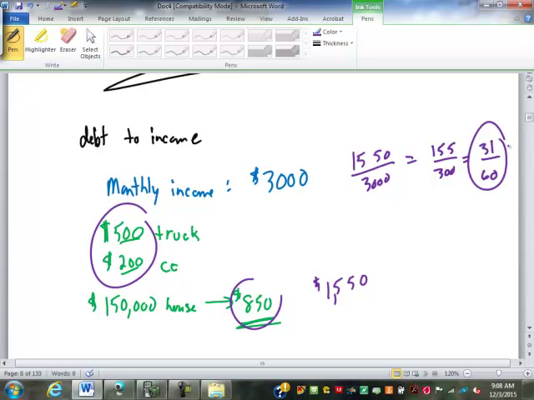Most of your banks, by the way, will not allow you to go over about a 1 in 3 debt-to-income ratio. So $3,000 a month, you'd be looking at a maximum $1,000 a month of debt payments. So you either have to get rid of the credit cards or get a cheaper car or look for a cheaper house, one of the two.